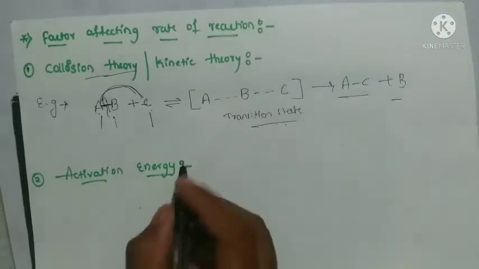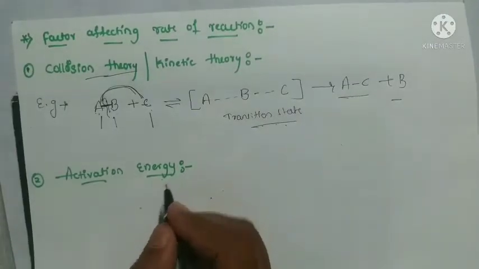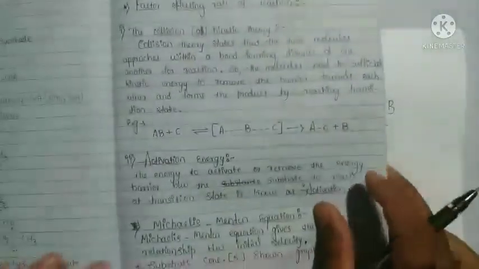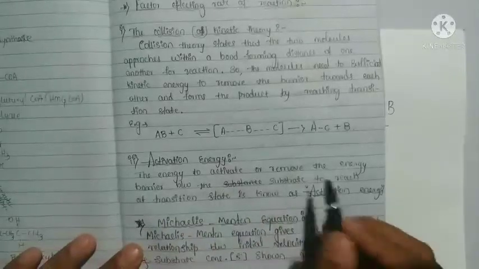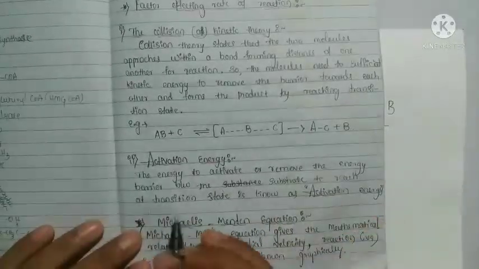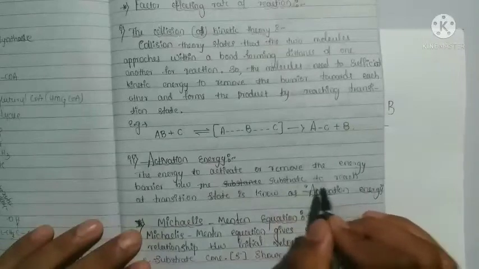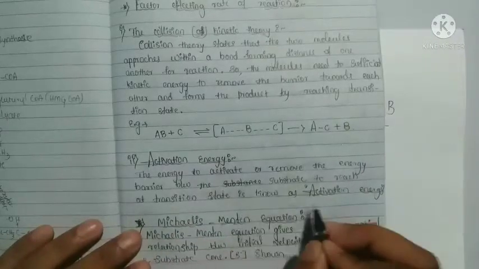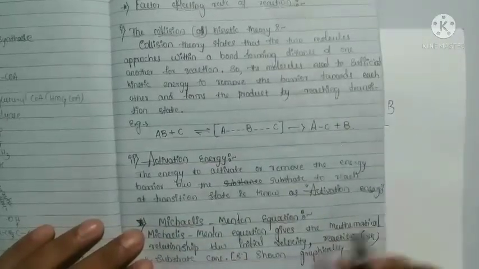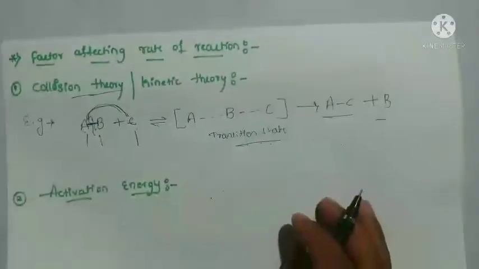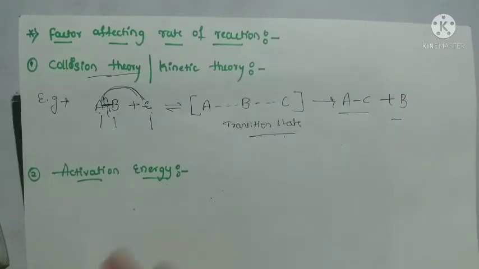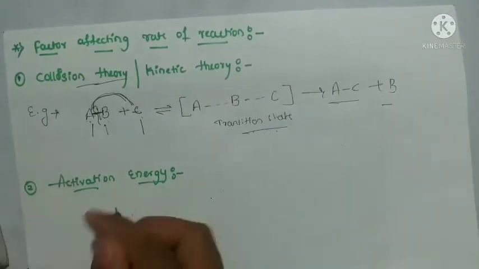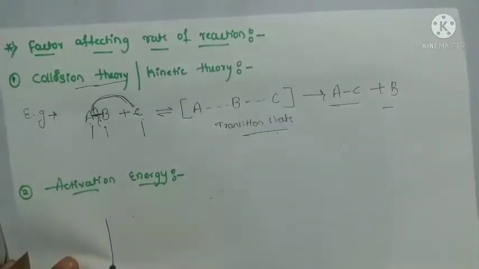And the second one is activation energy. The activation energy is the energy needed to overcome the energy barrier between the substrate and the transition state. For understanding this activation energy, let us take a general graph.